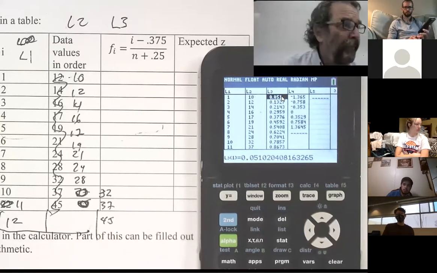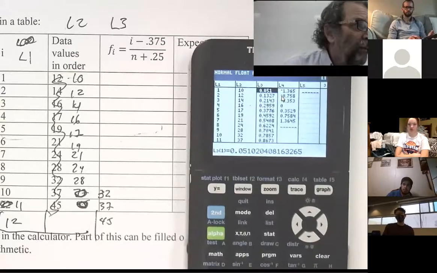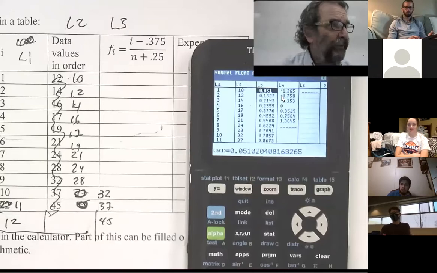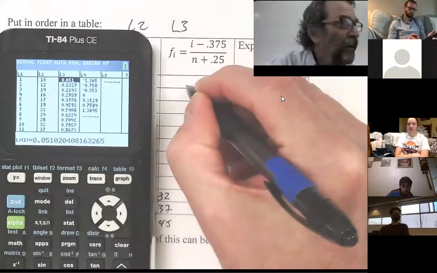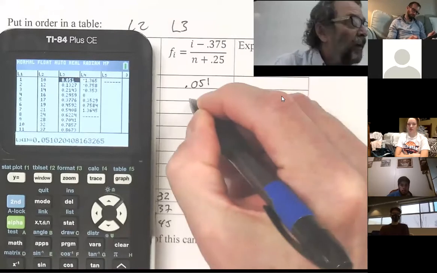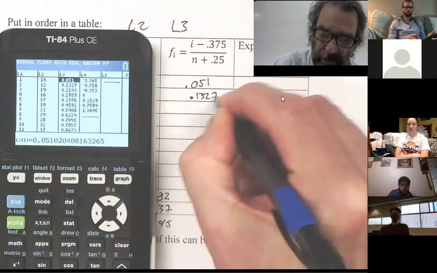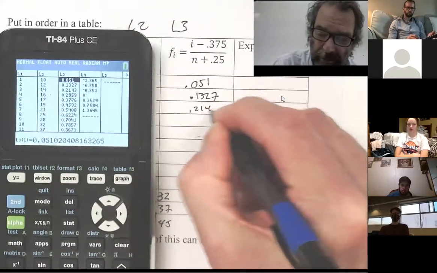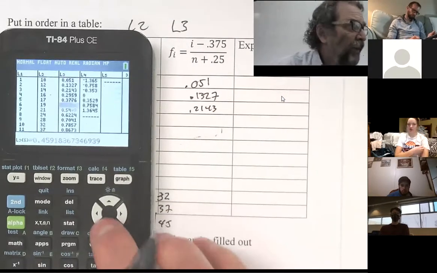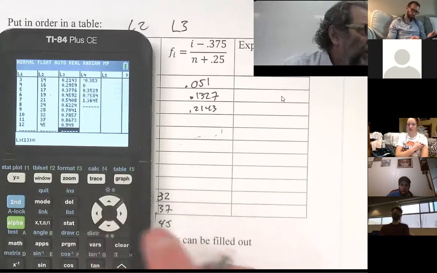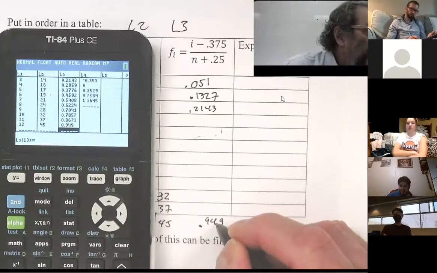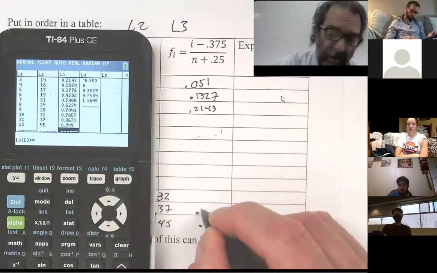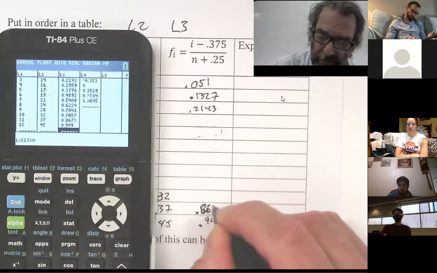Do I want to write them down? I really don't. I'll put some in there. This is hard to do because if you're right-handed and you're writing backwards, it's not fun. So this is 0.051, and this is 0.1327, and it continues on, 0.2143. At the bottom, we don't need these exact values. At the bottom, it's 0.949, and then 0.8673.